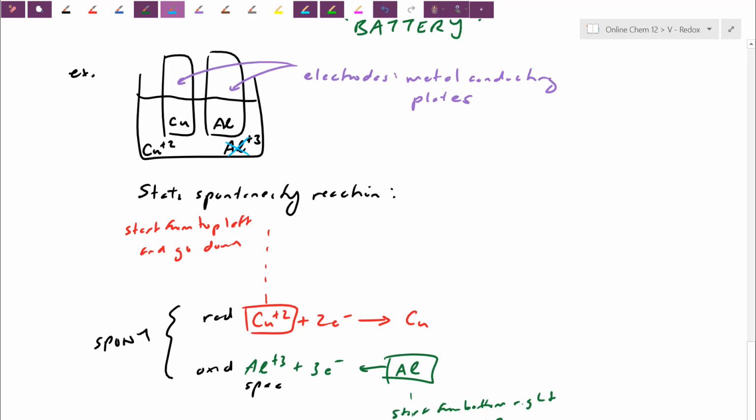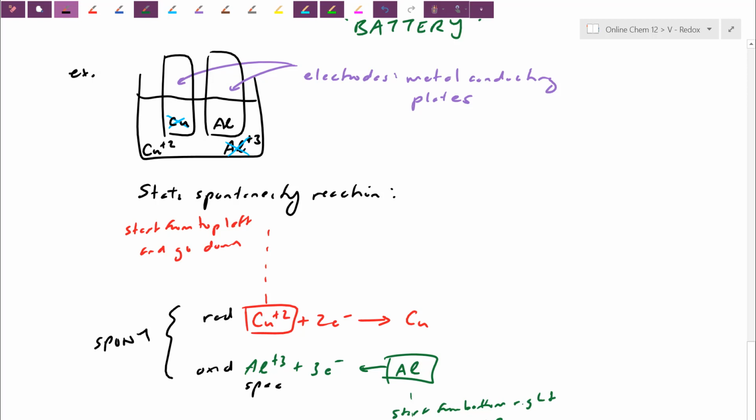Who's actually willing to give the electrons? Between aluminum and copper solid, between these plates here, aluminum is better at ditching its electrons than copper. So copper is actually a spectator here. It doesn't do anything. So the real reaction that's happening here, you don't need to memorize this. You just want to look at the expression.